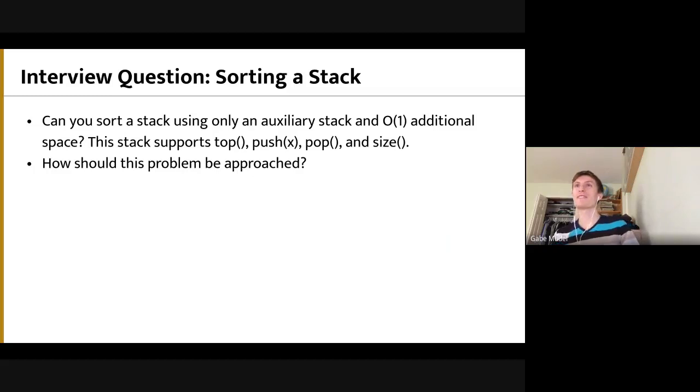Okay, maybe 45 seconds isn't enough. This is kind of a tough one. What are we sorting by? We're sorting in descending order. So if we have 1 through 5, we want our stack to have 5, 4, 3, 2, 1, going from bottom to top.